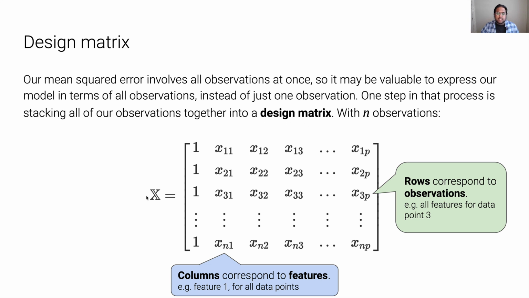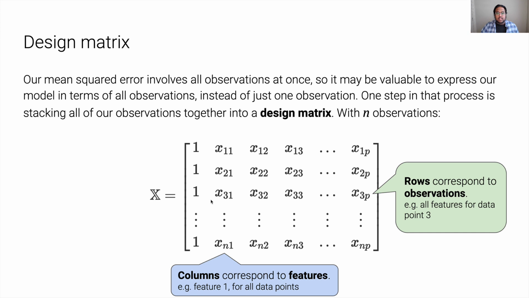So the design matrix, which we denote with this fancy letter X, contains several observations all stacked together in one big matrix. The rows of our design matrix each correspond to a different observation or a different data point. So the third row, for instance, contains all of the features for observation 3. And so the value that we are trying to predict for this row is y3.